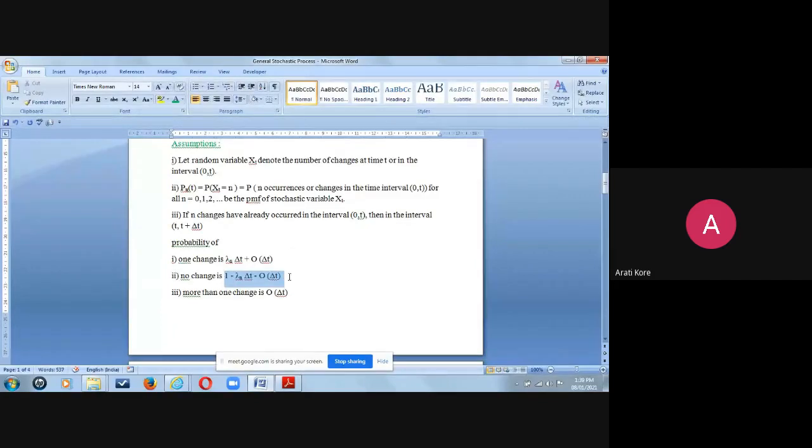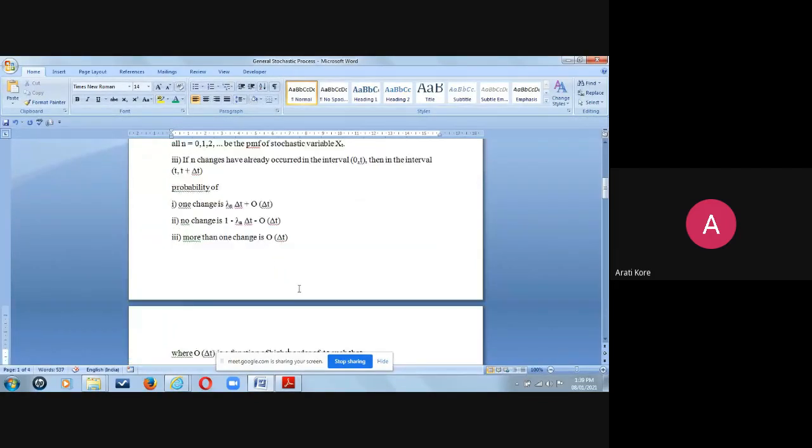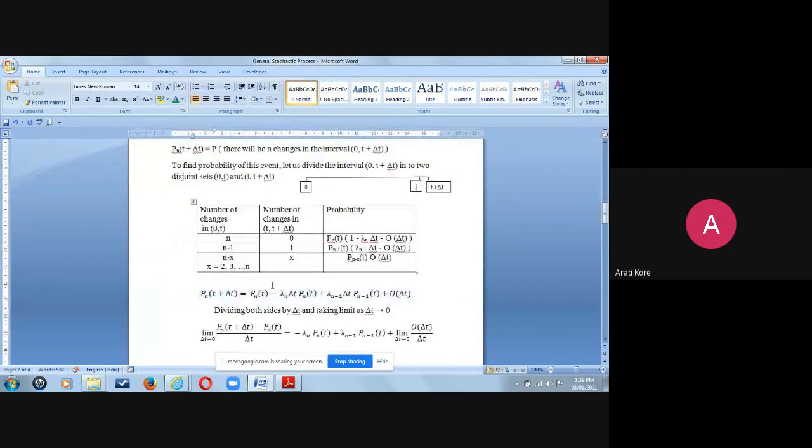See here, no change. So this may be the one case. I have listed all the possibilities. क्या क्या हो सकता है? 0 to t plus delta t में I want total to be n. तो I am writing it in terms of 0 to t में क्या हुआ होगा और t to t plus delta t में क्या होगा. So one case we have seen. So either 0 to t में already n changes हो गए होंगे और t to t plus delta t में we want to be 0 changes.